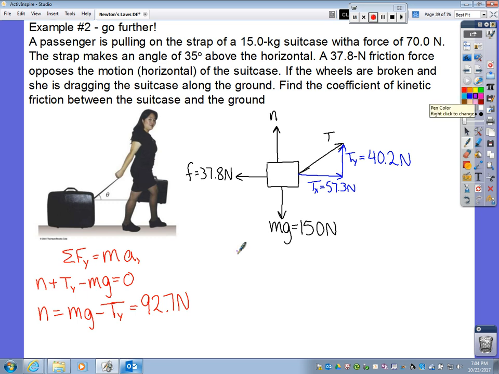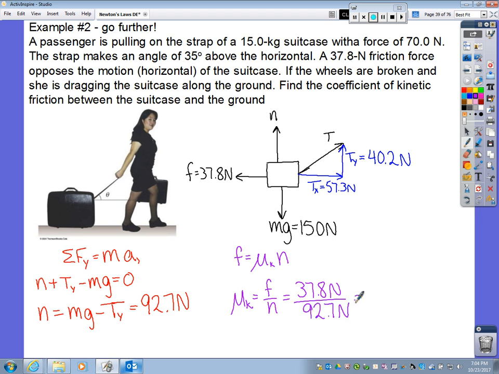And I know the friction force equals mu kinetic times n. So mu kinetic is F over n, which is 37.8 newtons divided by 92.7 newtons, and that gives us 0.408. Remember, mu is a unitless number.